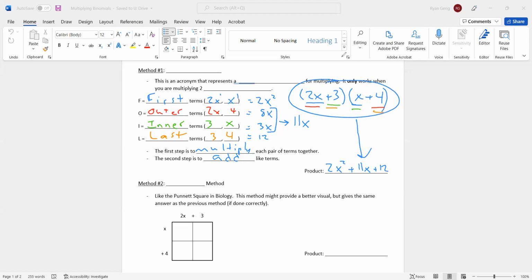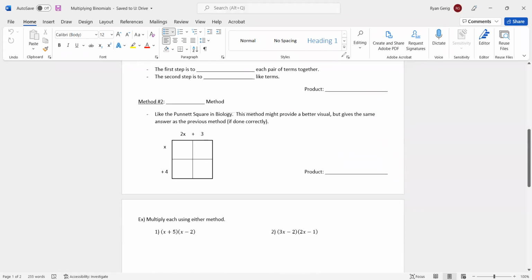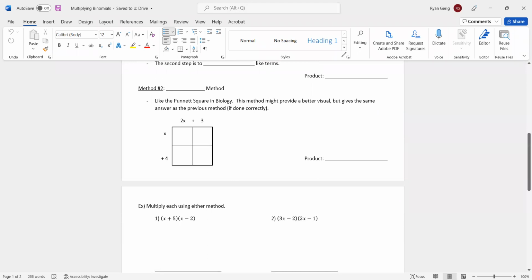A lot of times that's going to be the case. All right, moving down, the second method, which some people that are more visual like better. I don't, because it takes time to get it set up. Another thing that's kind of nice about this one, though, is you've seen it before. I think you've seen it before in your bio class. If you've gotten to Punnett squares in biology, it's kind of like that. This method might provide a better visual, but gives the same answer as the previous method if it's done correctly.